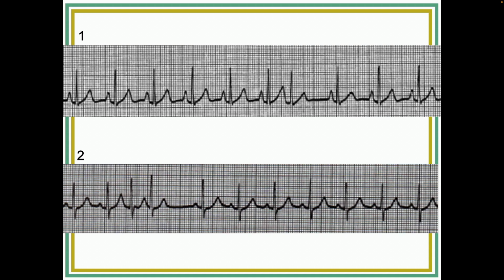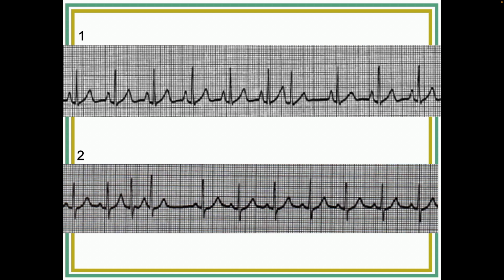Okay. So it'd be a sinus. And what was the PRI? As long as we're doing it, we might as well do the whole 5-step process. I didn't do that. PRI is 3 to 5 small boxes, so it'd be from here to here, and that is less than 5. Yeah, so we're good. And the QRS is less than 3. So I said it was a normal sinus rhythm.